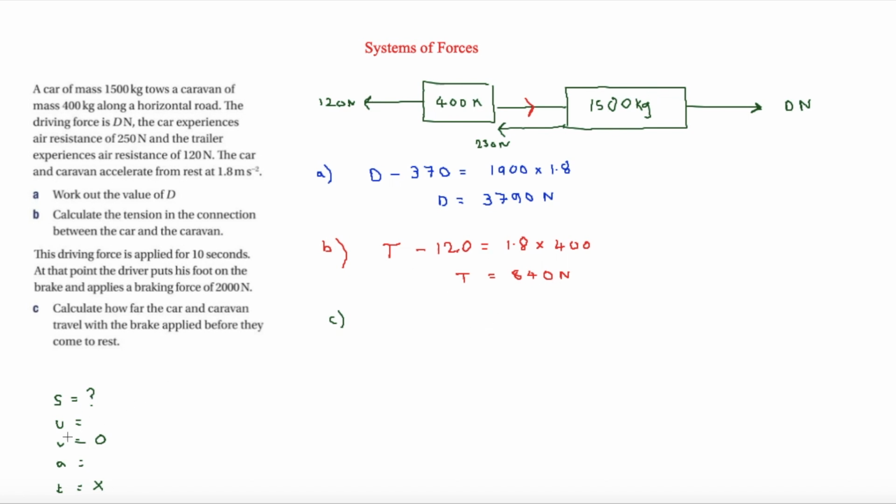In order to find U, we're going to set up a SUVAT equation for the first 10 seconds. This is to find V in this one, which is simultaneously U in the other one. So for the first 10 seconds, S, we do not know the displacement. U, it starts from rest, that's going to be 0. V is what we're trying to find. A is 1.8, and T is going to be 10 seconds. So therefore, we'll use V is equal to U plus AT.